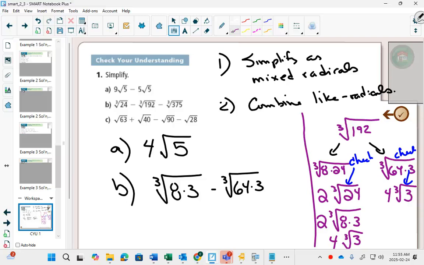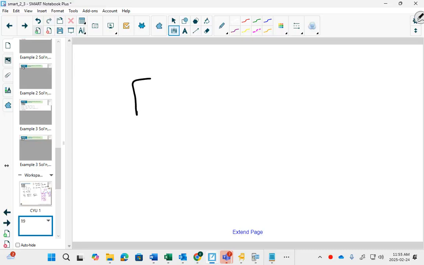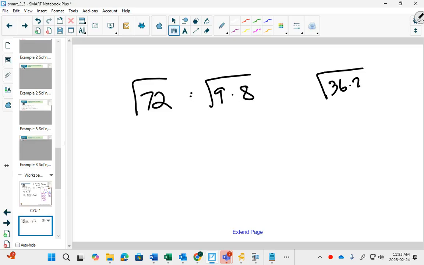Because sometimes you see something. I think a great example, 72. What times what is 72, with a perfect square? 8 and 9. Almost everybody sees 9 and 8 first. What also would work? 6 and 12 would work, but it's not a perfect square. So we wouldn't use 6 and 12 when solving a square root, but 36 and 2, 36 is a perfect square. Now this one gives me 3 root 8. This one gives me 6 root 2.